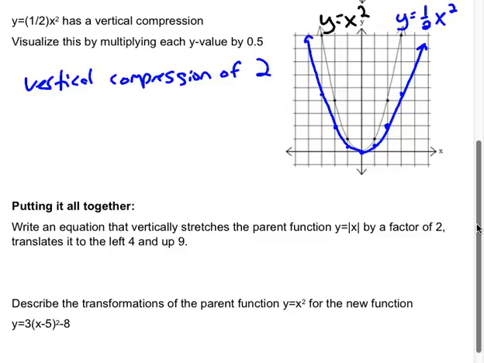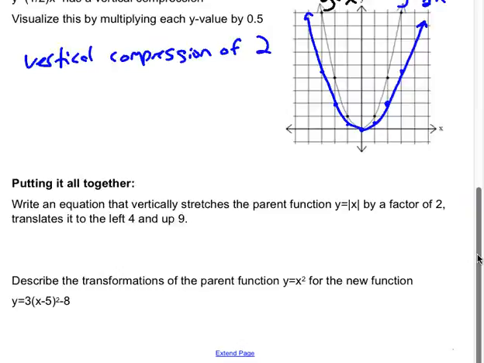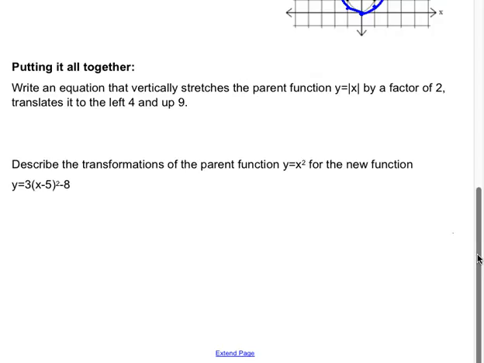So now let's start putting this all together, shall we? So let's talk about what we did yesterday and combine it with what we have today. So again, the two main things I want for you are the same. Can you describe transformations to me, and can you write a function based on transformations? So the first one, write an equation that vertically stretches a parent function, y equals absolute value of x, by a factor of 2, translated to the left 4, and up 9.